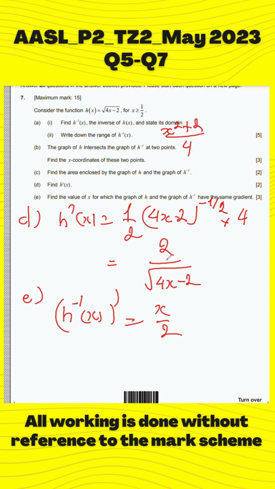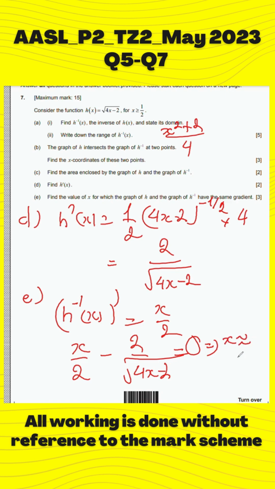So derivative equals derivative. So x over 2 minus 2 over the square root of 4x minus 2 equals 0. One more time, put this into the GDC to find the x-intercept. We find that x is nearly 1.77.